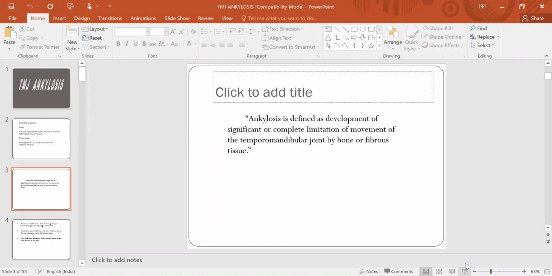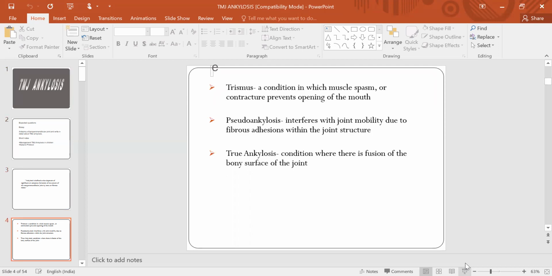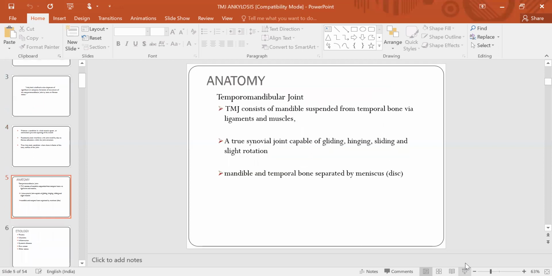So ankylosis is defined as development of a significant or a complete limitation of movement of the temporomandibular joint by bone or fibrous tissue. Trismus is a condition where there is spasm of the muscles which prevents the opening of the mouth. Pseudoankylosis refers to a joint mobility with fibrous adhesions within the joint structure. And true ankylosis is a condition where there is fusion of the bony surface of the joint.